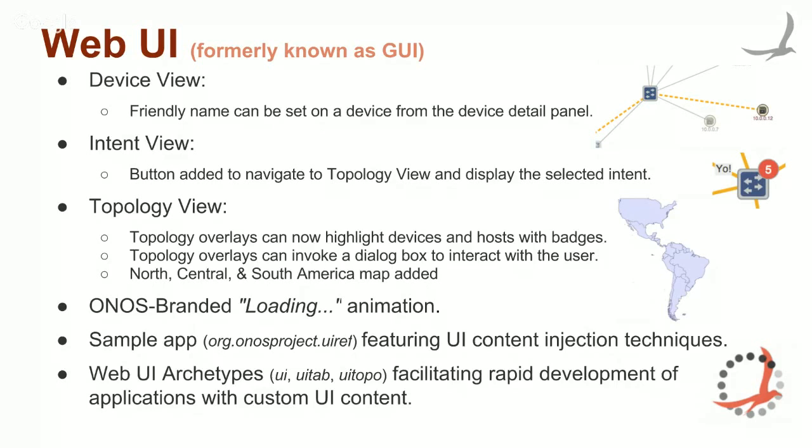On the topology view, topology overlays can add highlights to devices and hosts with little badging, so you can put in text or images. We also added a dialog box for overlay developers to make use of to interact with the user. We added a map of North, Central, and South America for Luca. And map of Italy? You already have that. That was the first. Luca, we have all your personal requirements. Yeah, exactly. Another personal requirement from Luca.